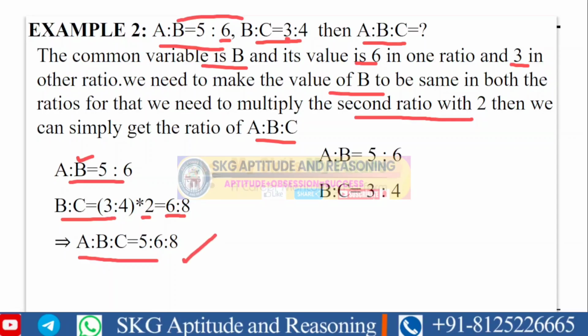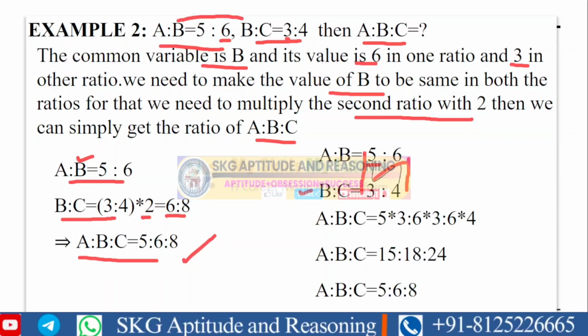There is also one more method to solve these problems. Here I am writing A is to B as 5 is to 6 and B is to C as 3 is to 4. What we need to do is cross multiply these. To get the value of A, we multiply 5 into 3. To get the value of B, we multiply 6 into 3. And to get the value of C, we multiply 6 into 4.